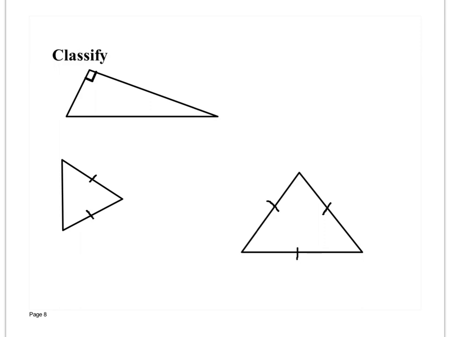Womack, what is the first one classified by its sides? By its sides? Gaddy? It'd be scalene. It doesn't have any congruent sides, so we call it scalene. Make sure when you're classifying, look at these. That's why I made you write them down in your notes, so you can look back at them.